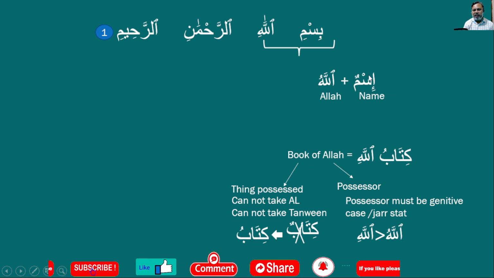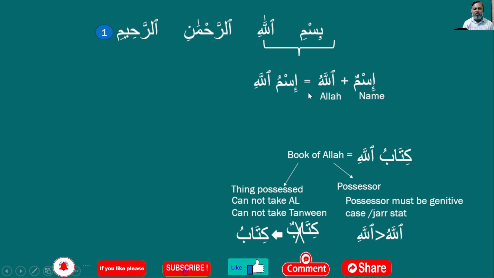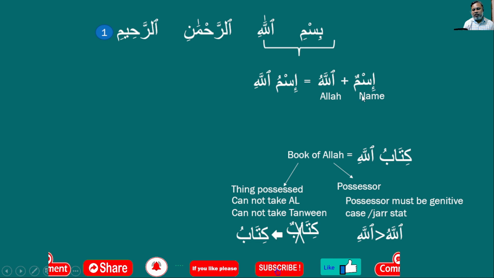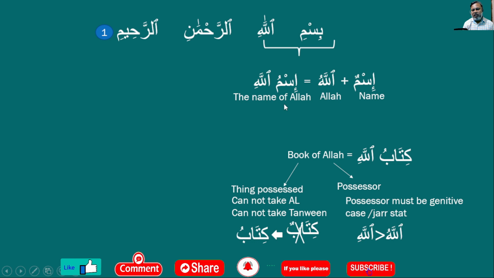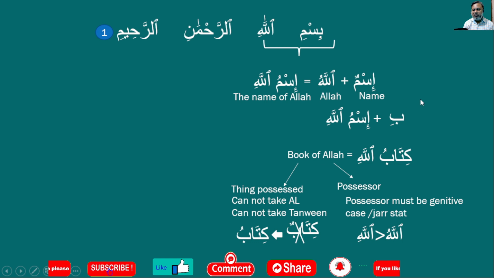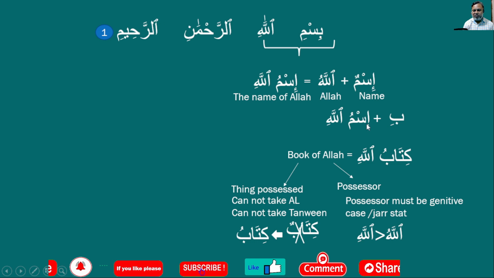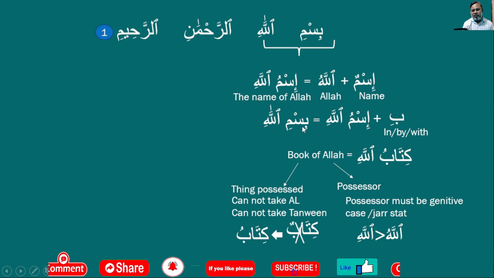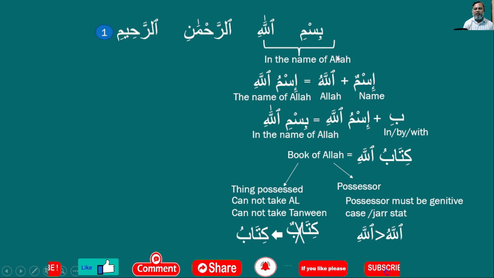Similarly, the name of Allah here will be Ismullahi. Ismun will not be applicable anymore, it will be Ismu. Allahu will not be applicable anymore, it will be Allahi. So it will be Ismullahi. Now, if we put Ba before this Ismullahi, then Ba is a harf of jar. So this Ba will change the Ismu to Ismi. So it will be Bismillahi, which means in the name of Allah.